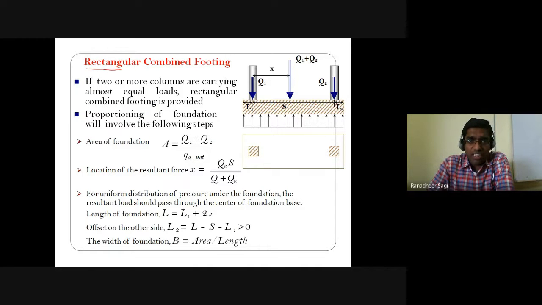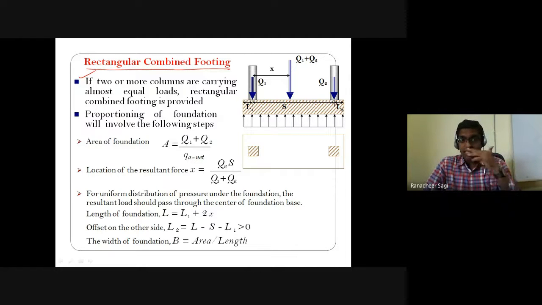In the case of a rectangular shaped combined footing, how do we understand what the length and width of that combined footing should be? In which particular case should I go for a rectangular shaped combined footing? If two or more columns are carrying almost equal load, I don't say exactly the same load, but more or less nearer. If the load carried by one column is, let's say, 100 kilonewton, then in the other case it is something around 110 or 120 kilonewton that is carried by the other column. In such a case, where two or more columns carry loads that are more or less near to each other, you can go for what is called a rectangular combined footing.